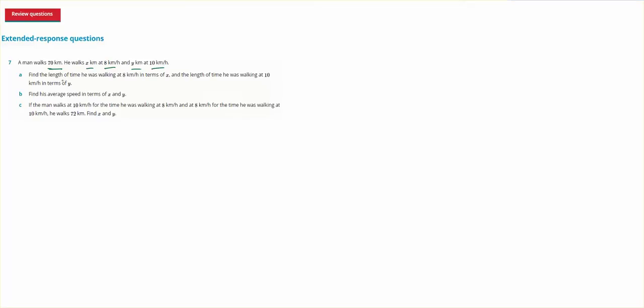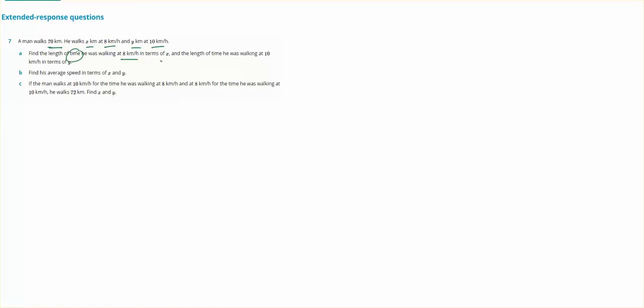Part A asks us to find the length of time he walks at 8 kilometers per hour in terms of x, and the length of time he walks at 10 kilometers per hour in terms of y. I know that speed equals distance over time, and we're trying to find time, so rearrange the equation. Remember the trick, you can swap these two to make t the subject: distance on speed. So we need to find the time for the two different segments.